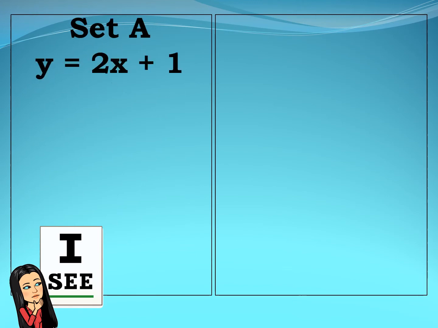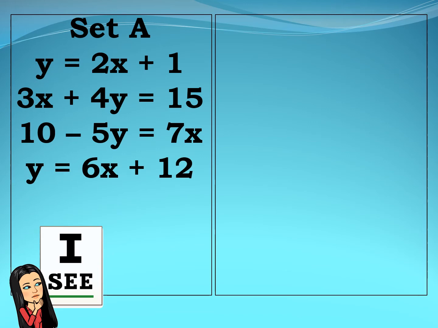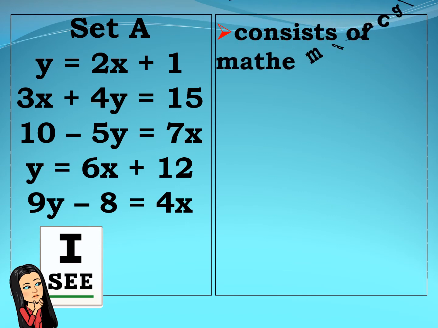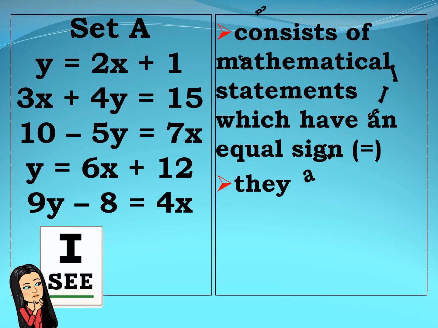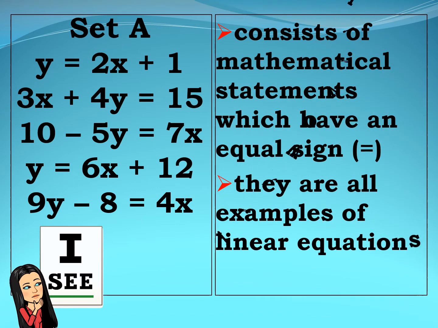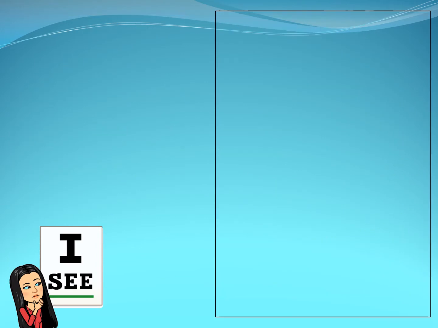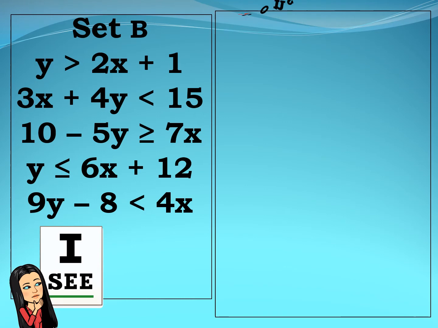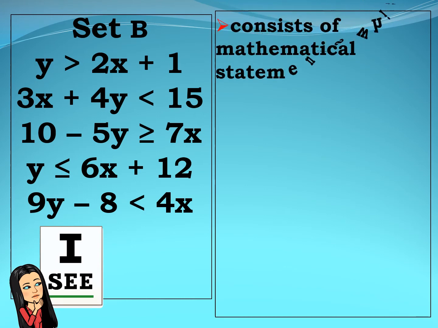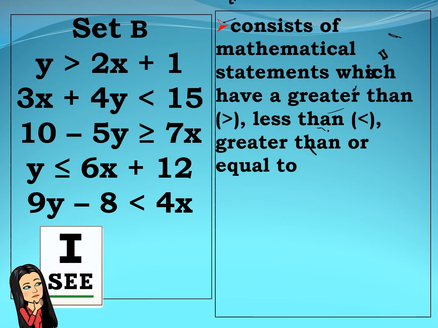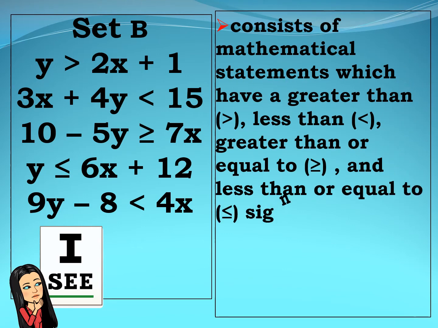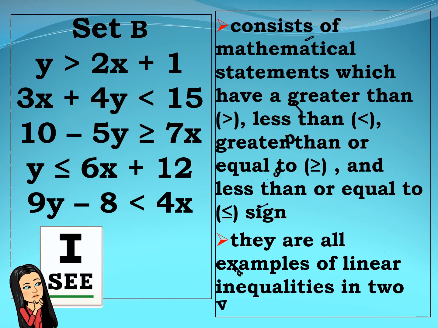For set A, it consists of mathematical statements which have an equal sign. So they are all examples of linear equations in two variables. While set B, it consists of mathematical statements which have a greater than, less than, greater than or equal to, and less than or equal to sign. So they are all examples of linear inequalities in two variables.